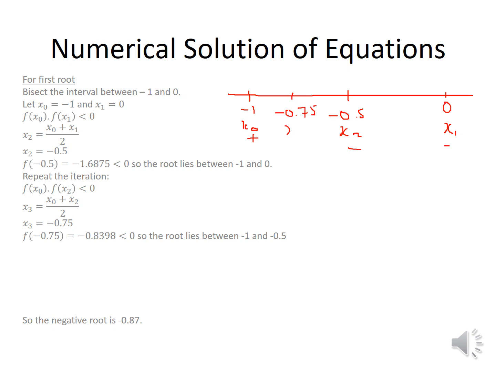And this is x3. And you check for the value of f(-0.75). The value here is negative. So, meaning that the root is between -1 and -0.75, because the sign here is plus and the sign here is negative.